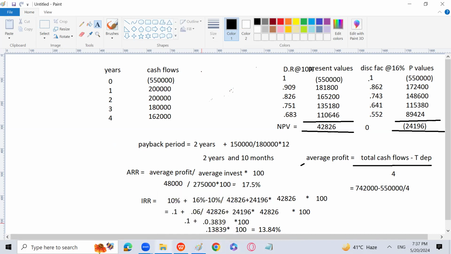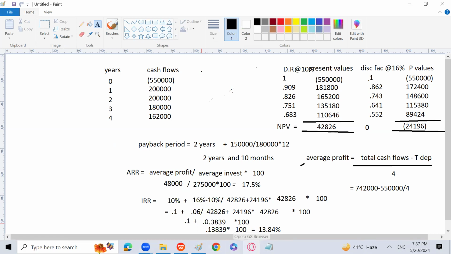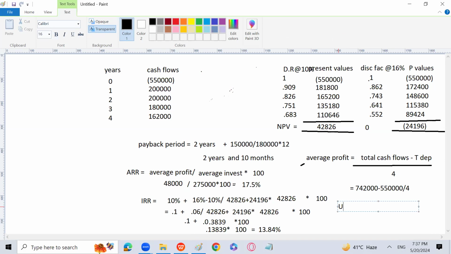So what we are going to do, IRR is more than cost of capital, so we will accept the project. Let me write it down. If IRR is greater than cost of capital or discount factor, we will accept the project. So IRR is greater than cost of capital, so here we will accept the project.